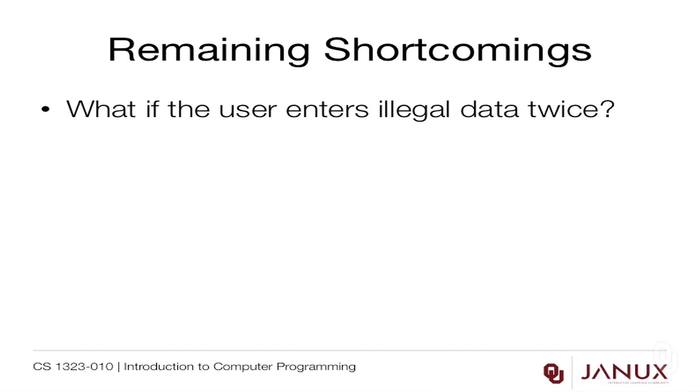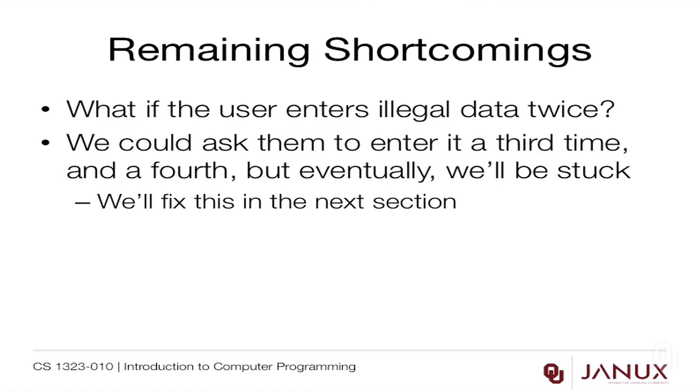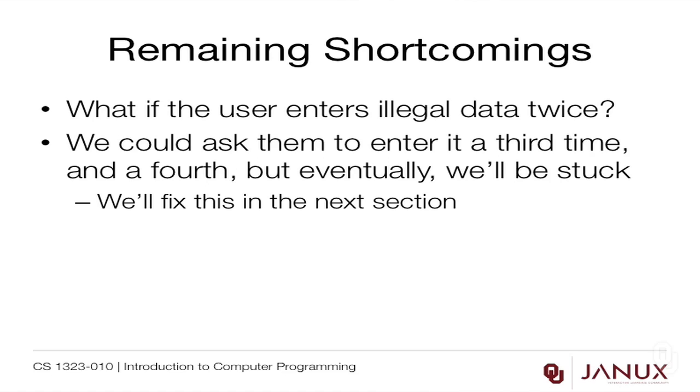So, what are the remaining shortcomings of this program? Well, one thing that's wrong is that if the user makes an illegal data entry twice, we can't fix it. And in fact, we don't have the software tools to do that just yet, but we will soon. Now, we could ask them to enter the data a third time and then try to fix it, and ask them to enter it a fourth and try to fix it, and we would get many deeply nested if-elses. And eventually, what's more, we're going to have to stop. So this is really not the right way to fix that problem, although it is tempting to try.